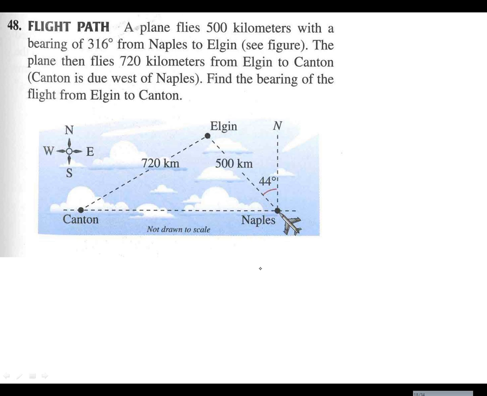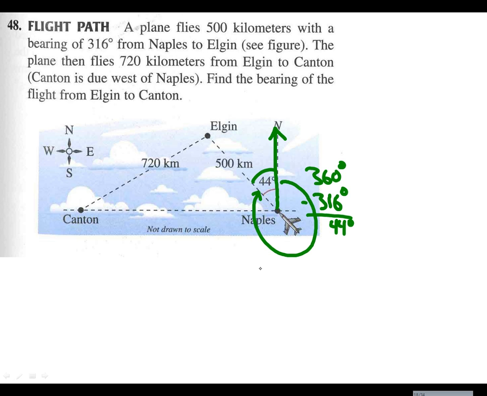Alright, our plane flies 500 kilometers from Naples to Elgin, turns around and flies 720 kilometers from Elgin to Canton. We're using bearing here. So bearing, if we haven't learned it or if we've forgotten, means start from north and then spin counterclockwise to find here. So they say we have a bearing of 316, which is how we end up with the 44 here. That's 360 minus the 316. You get 44 degrees.